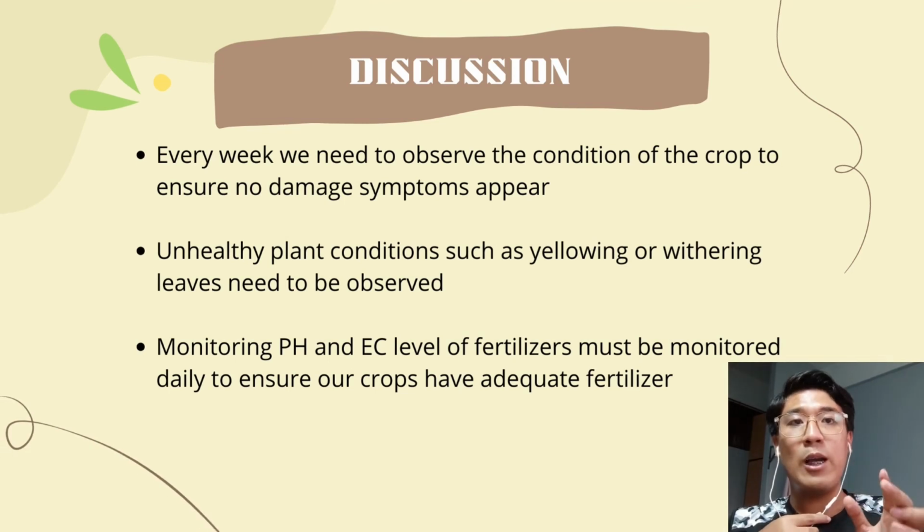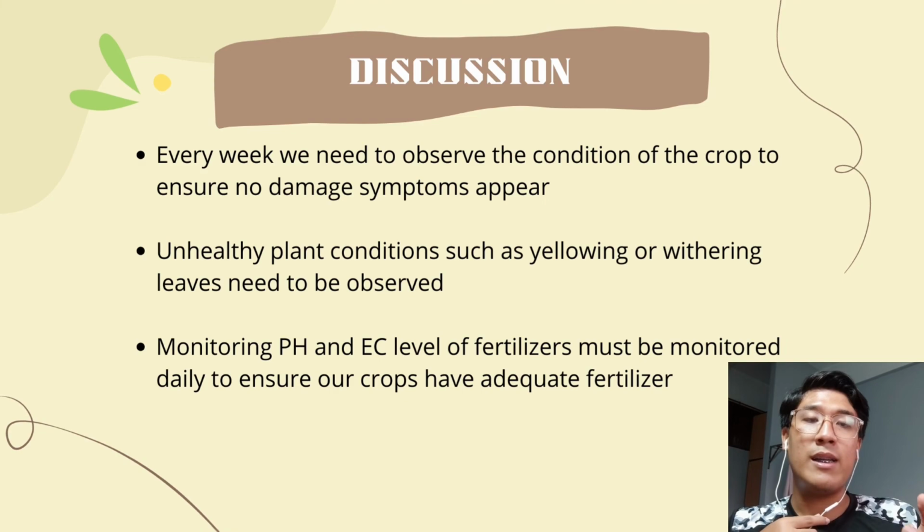I can conclude our discussion: every week we need to observe the condition of the crops to ensure there are no damage symptoms appearing on our plants. Unhealthy plant conditions such as yellowing or wilting leaves need to be observed every week. Last but not least, pH and EC levels of fertilizers must be monitored daily to ensure our crops have adequate fertilizer. I think that's all from me, and I'll pass the mic to the next presenter.